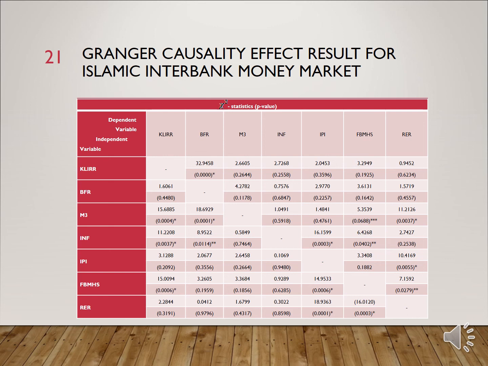There is also interaction between the Islamic interbank rate and the stock market, running from stock market to the Islamic interbank rate, meaning that the changes in the Islamic interbank rate are Granger caused by the changes in the stock market performance. There was no interaction at all running from both sides in the case of the Islamic interbank money market rate with economic growth and also exchange rate.